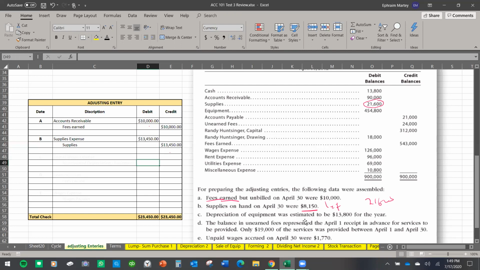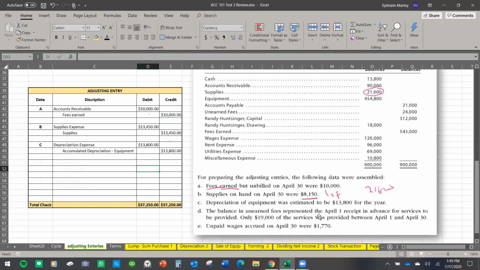C, depreciation of equipment estimated to be 13,800 for the year. Okay, so that is straightforward. Depreciation expense is 13,800. And then it goes to accumulated depreciation, because that reduces the book value of the equipment.